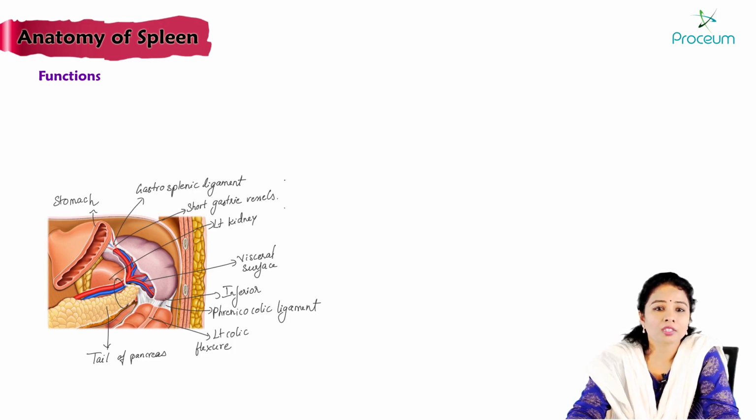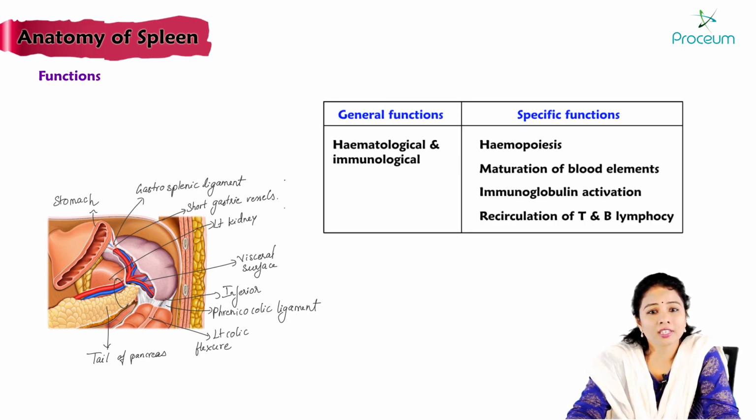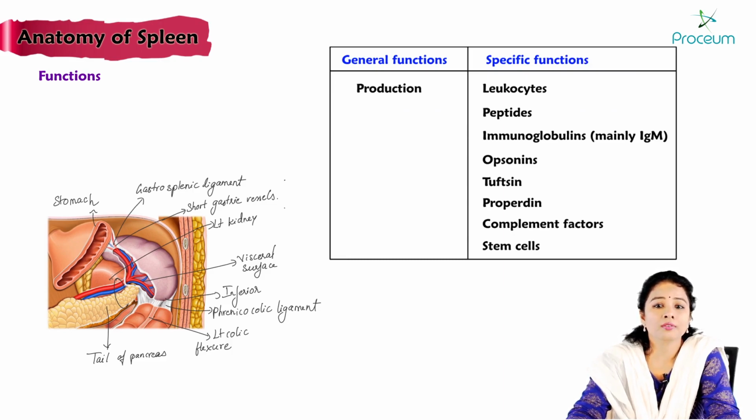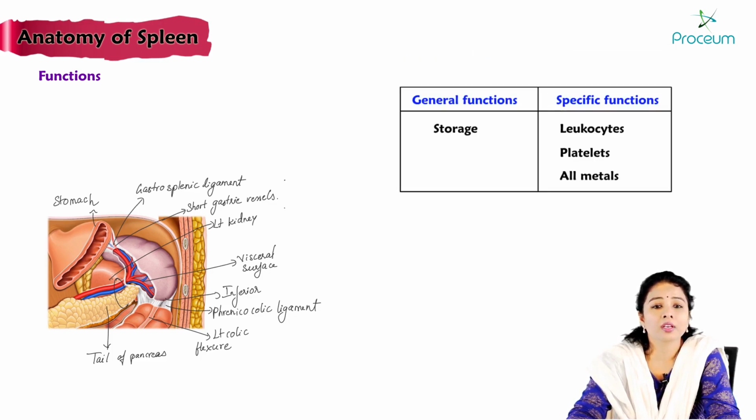So let's talk about the functions of spleen. So hematological and immunological functions like hemopoiesis, maturation of blood elements, immunoglobulin activation, recirculation of T and B lymphocytes. Production of leukocytes, peptides, immunoglobulins, that is IgM mainly, and opsonins and tuftsin and properdin, and it also helps in production of some factors like complement factors and stem cells. And spleen is a storage organ for leukocytes, platelets and all metals.